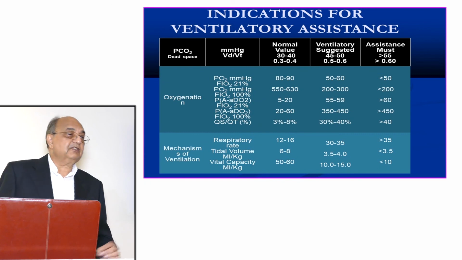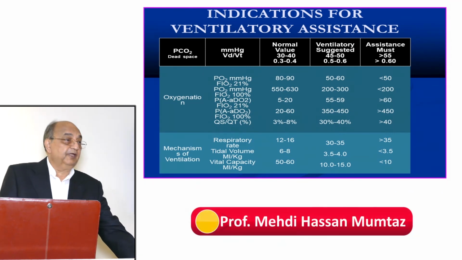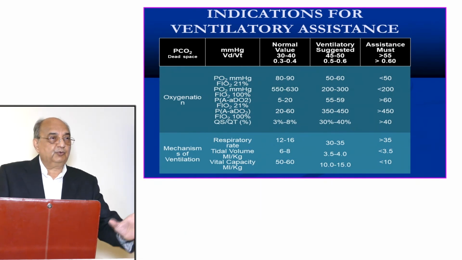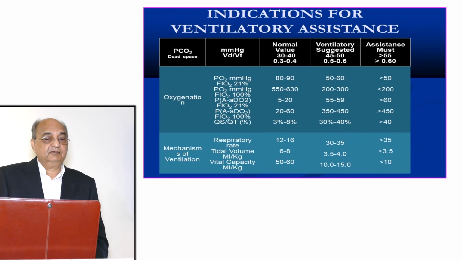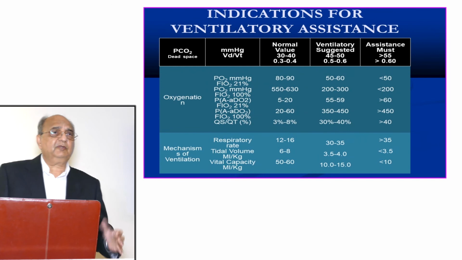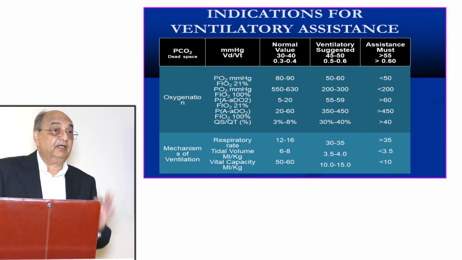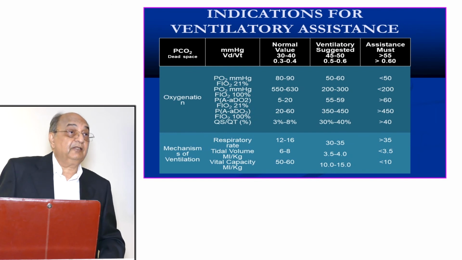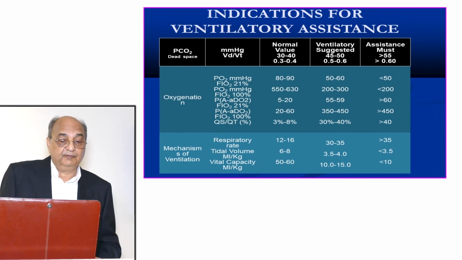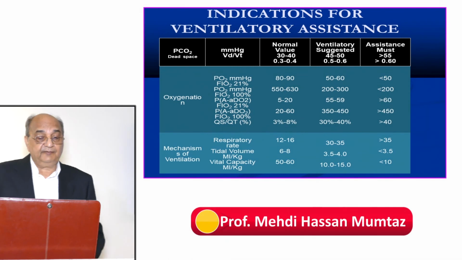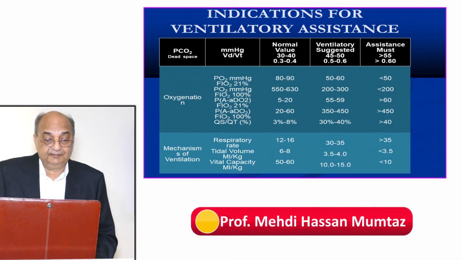Then we look at the oxygenation. If the patient is breathing room air, FiO2 is only 21%. The normal PO2 is 80 to 90; when it goes down to 50 to 60, we start thinking we should put the patient on a ventilator. When it goes below 50, then it's a definite indication to put them on a ventilator, even as a sole indication. Then if the patient is breathing 100% oxygen, the PO2 should be 550 to 600.